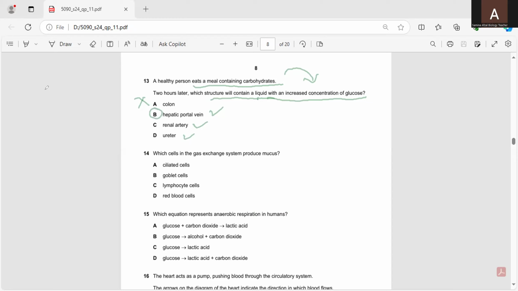Which cells in the gas exchange system produce mucus? Ciliated cells? No.